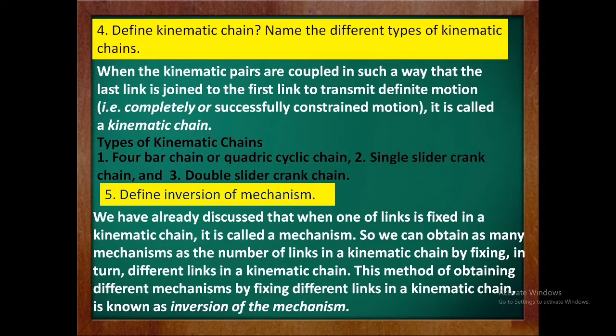Next, the types of kinematic chains. The first one is the 4-bar chain. It is also known as a quadric chain. Friends, in a 4-bar chain all are turning pairs. Second one is the single slider crank chain. It is a modification or improvement of the 4-bar chain. The name itself indicates it consists of only one sliding pair, whereas three turning pairs.